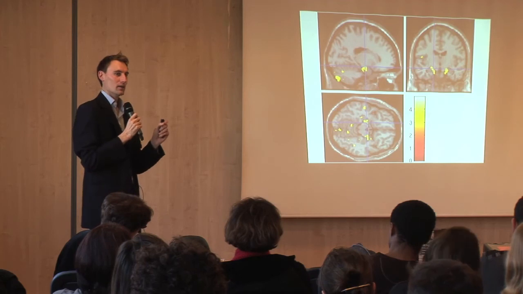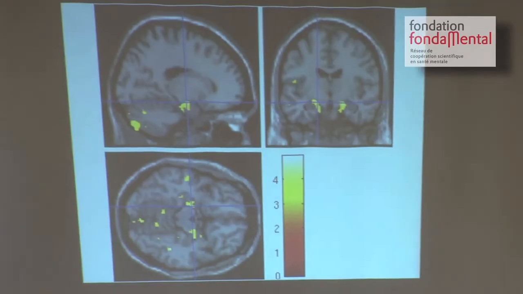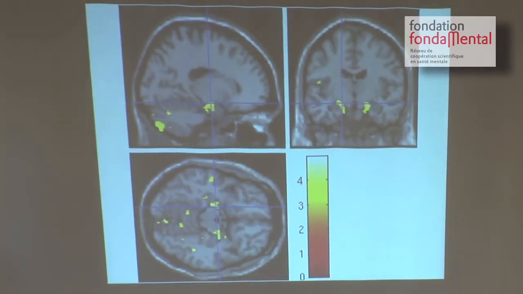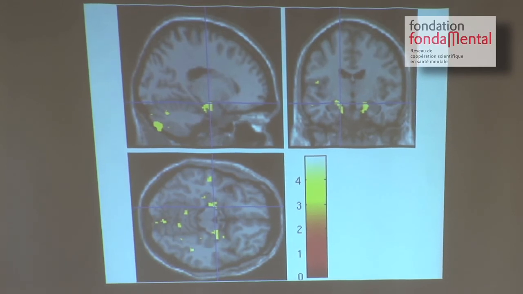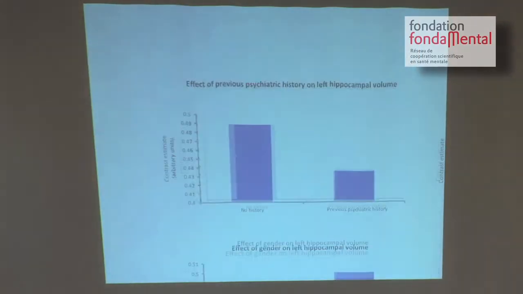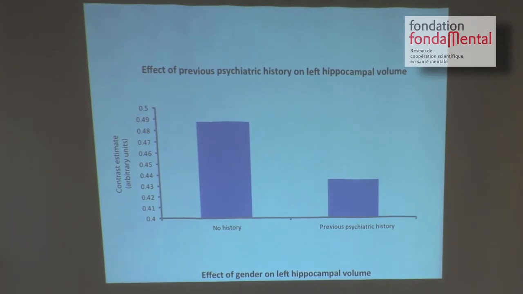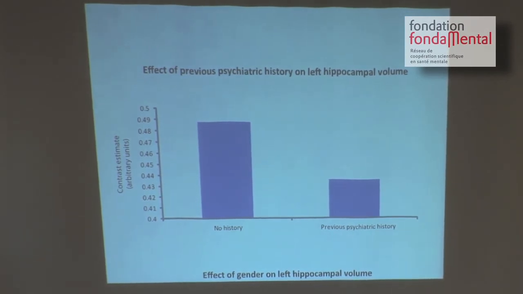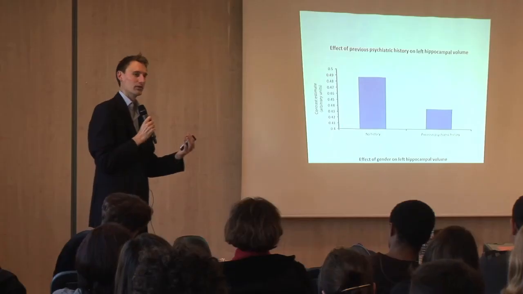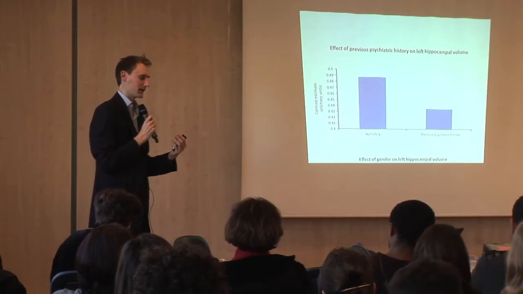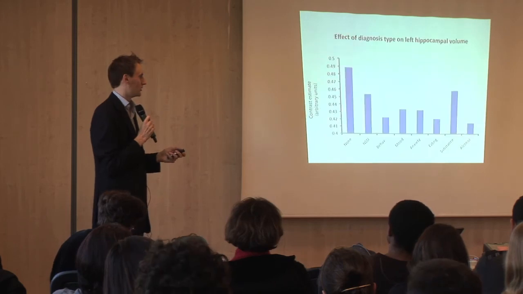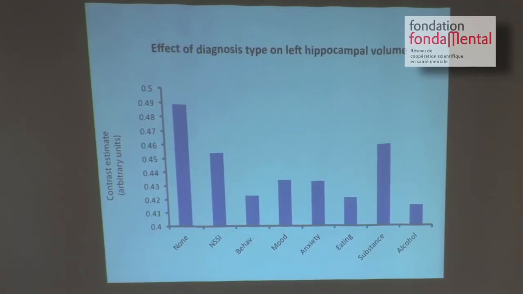And we found that those who had experienced a previous psychiatric history showed smaller hippocampus volume in the left and right hippocampus. So this is the effect here, that it's smaller in those with a previous psychiatric history. And we wanted to know, is it to do with any variables, any information that we were able to collect throughout the study, is it to do with the type of the diagnosis that they had.